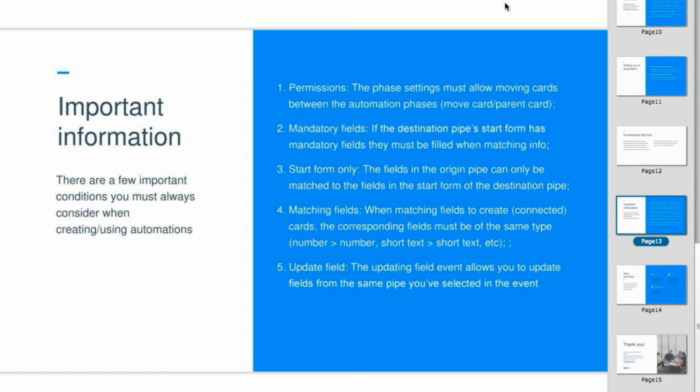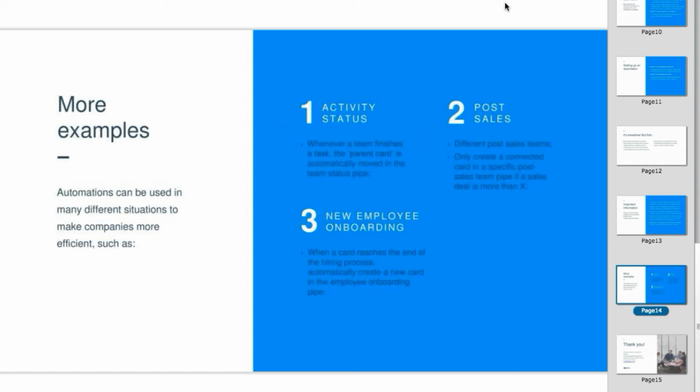And the fifth is update field. The updating field event allows you to update fields from the same pipe you've selected in the event. So it doesn't really allow you to move a card in pipe A and update a field in pipe B, at least not yet.